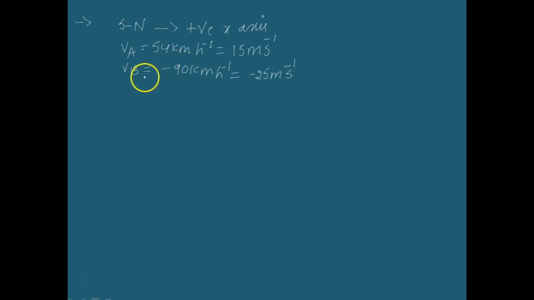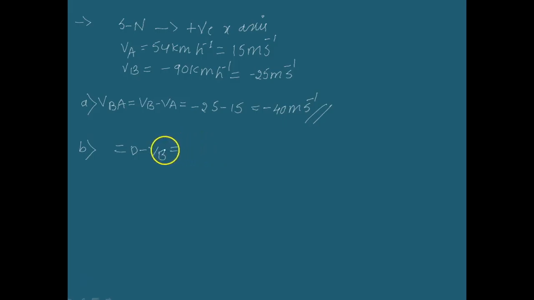Relative velocity of B with respect to A, that is the first question, is given by VB minus VA, where VB is minus 25 and VA is 15. So we get the answer as minus 40 meter per second. The train B appears to A to move with a speed of 40 meter per second from north to south. Relative velocity of ground with respect to B is given by 0 minus VB, that is given by 25 meter per second.